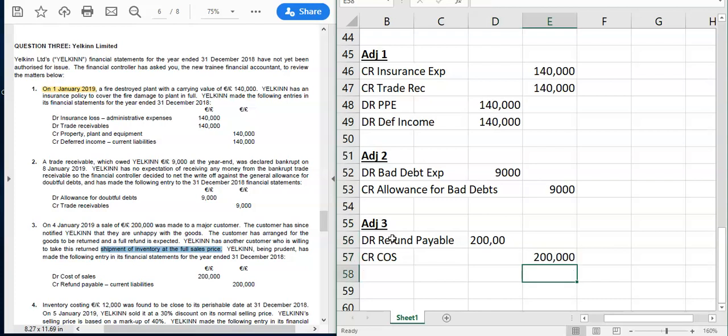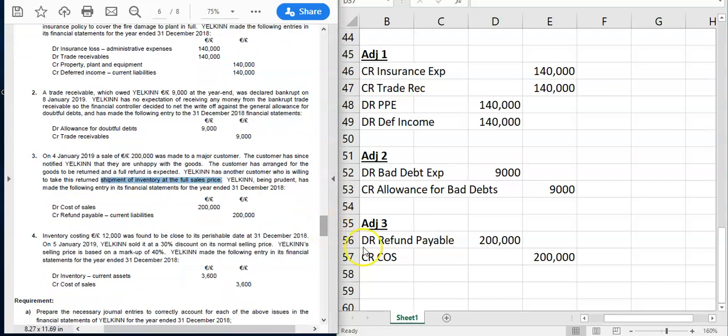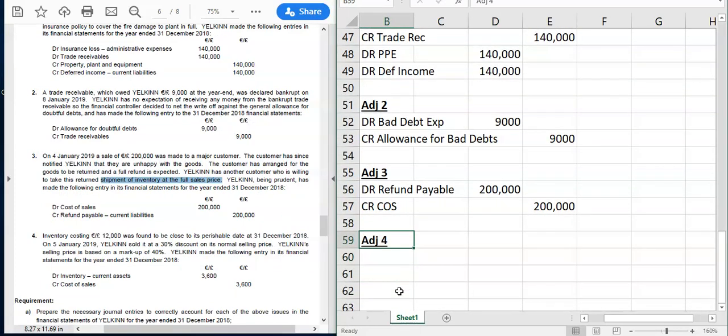You don't need to provide a detailed explanation here because it's not asked in part B, but it's no harm to have an idea of what's going on. You debit your refund payable and credit cost of sales, because it all happened after the year end. And then finally adjustment 4, which is a tricky one, probably the hardest one.